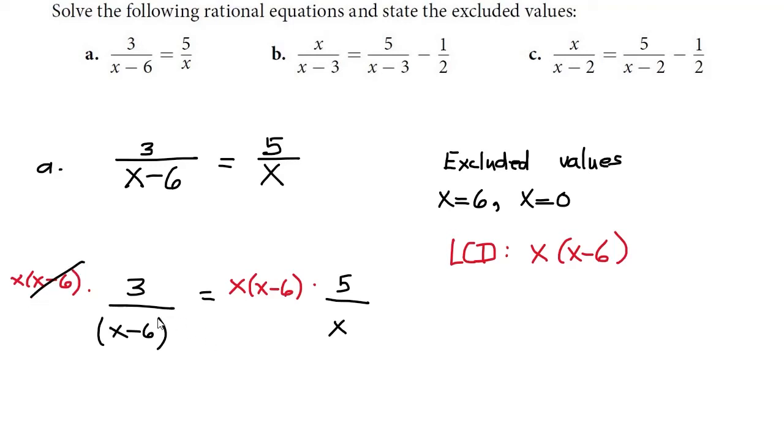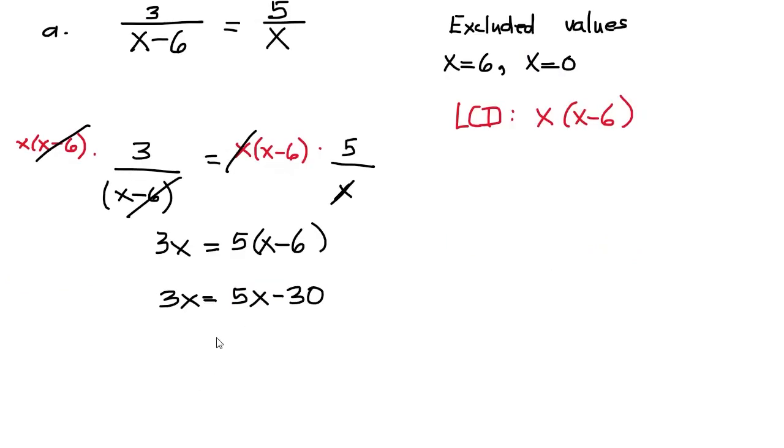So these will cancel out, or cancel really just means a factor of 1, and these will cancel out, a factor of 1. So this will give me 3x equals 5 times x minus 6. So that's 3x equals 5x minus 30. Let me subtract 5x from both sides. So minus 5x from both sides.